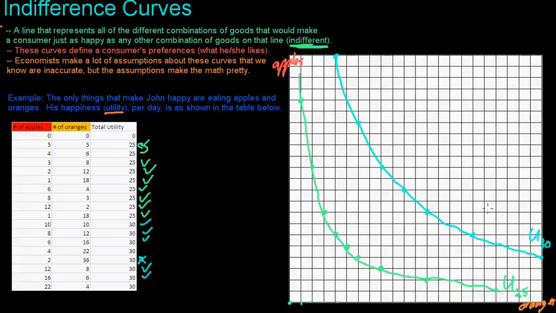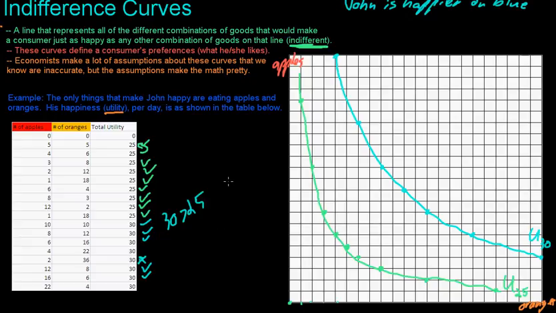Alright, so now I want to talk about some of the assumptions that we make with indifference curves, and kind of why these are important. So John is happier on the blue curve than he is on the green curve. John is happier on blue because 30 is greater than 25. So he has more utility.